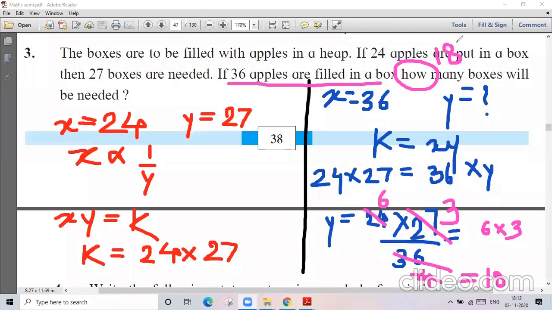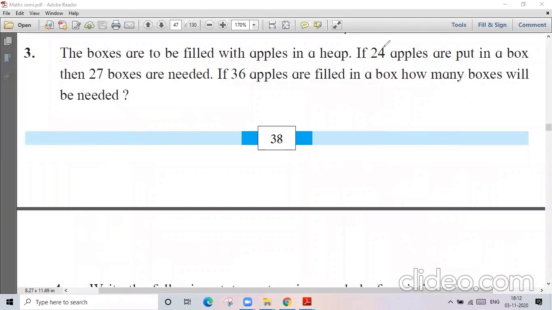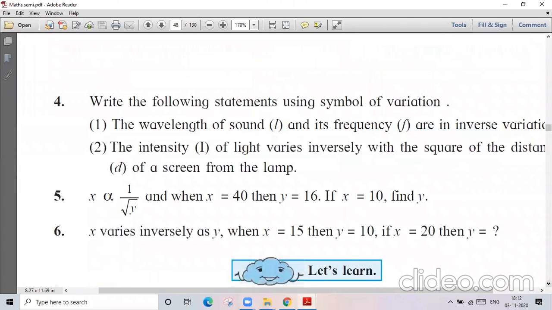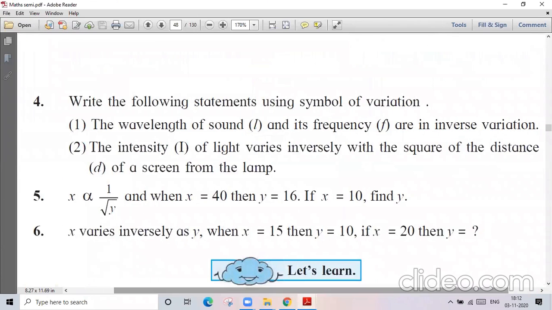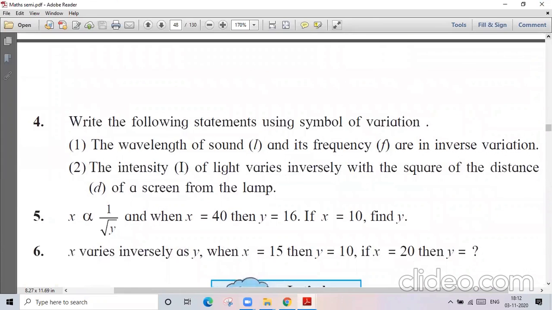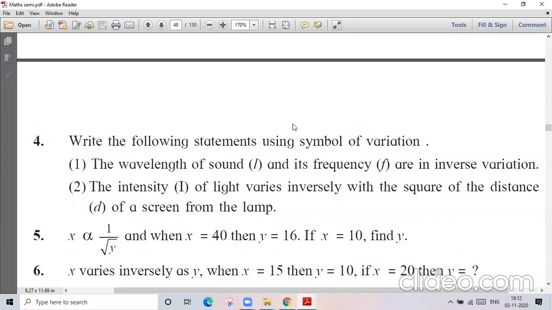ओके गाइस, चला पुढे सॉल्व करूया. क्वेश्चन नंबर 3 झाला. क्वेश्चन नंबर 4 जेवढं मी कव्हर करणार आहे, पण डोंट वरी. 3च क्वेश्चन असतात ना. चलो क्वेश्चन नंबर 4 बघा. राइट द फॉलोइंग स्टेटमेंट इनटू स्टेटमेंट युजिंग सिम्बॉल ऑफ व्हेरिएशन. सिम्बॉल जे असतात.